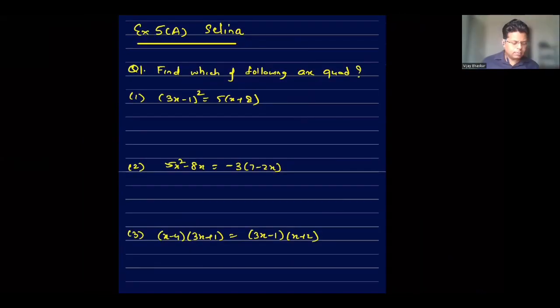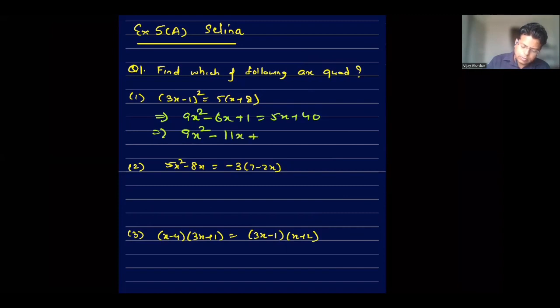Hope this is clear. Now let's look at question number 1 of exercise 5A in the Selena book. This is based on the same concept. Here the question says, find which of the following are quadratic equations. So let's see the first part. Is this a quadratic equation? So I'll just investigate. First I'll open it. (a minus b) whole square, which is a square minus 2ab plus b square equal to 5x plus 40. If I bring all the like terms to one side, I will get equal to 0. So yes, it is a quadratic equation. Correct. The highest power of the variable is 2.